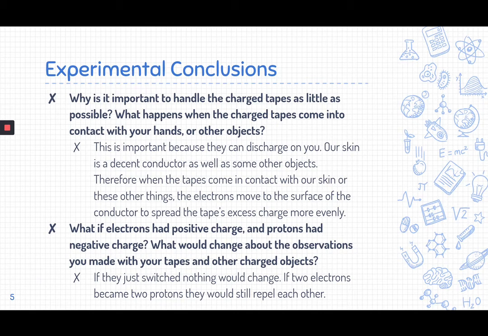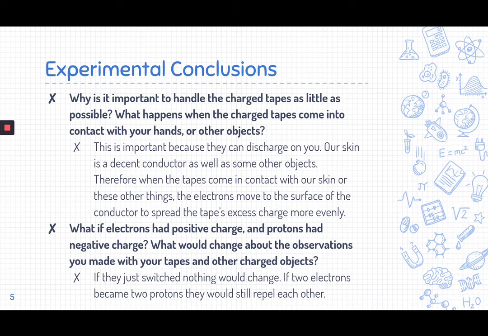Going further into that complication on this experimental conclusion slide, it's really important to handle the charged tapes as little as possible. This is because our skin is a decent conductor, as well as some other objects. So when the U-tapes came in contact with my skin or with other objects, or even due to the humidity in the room, the electrons moved to the surface of the conductor to spread the tape's excess charge more evenly, which is why I had so many issues making the tapes give me my proper results.